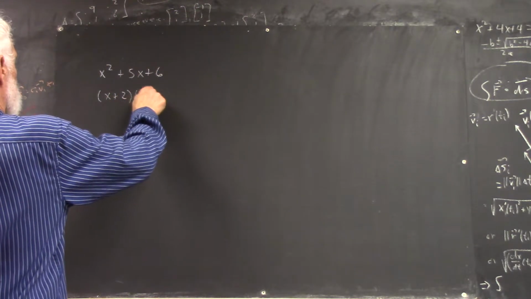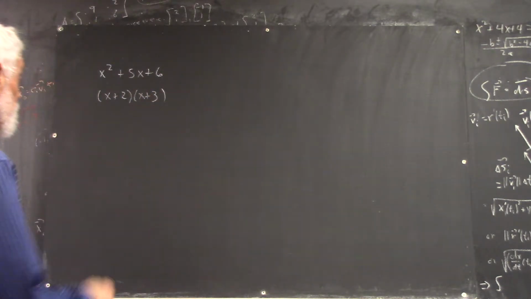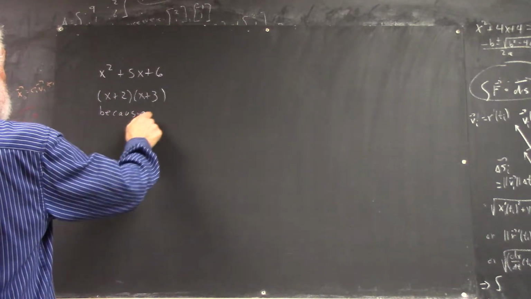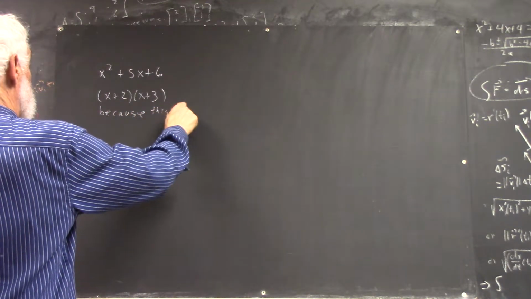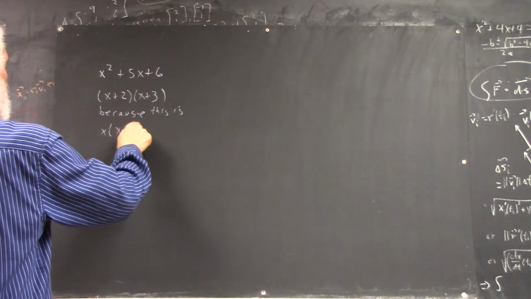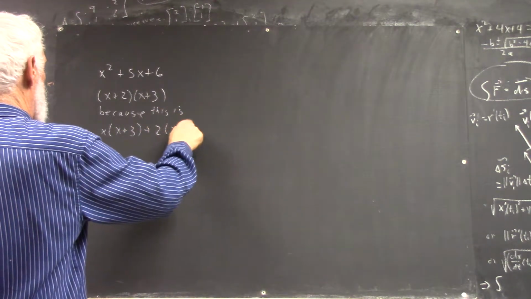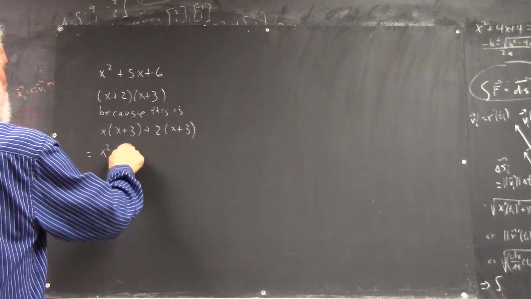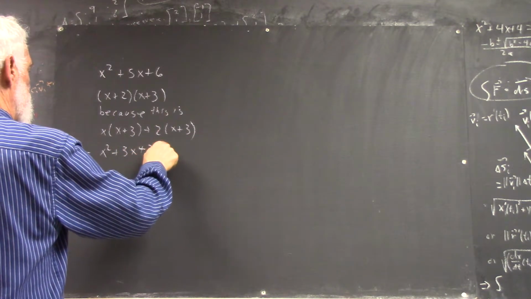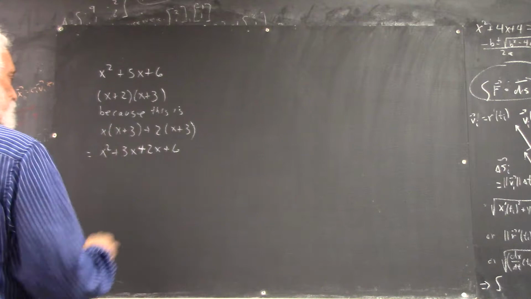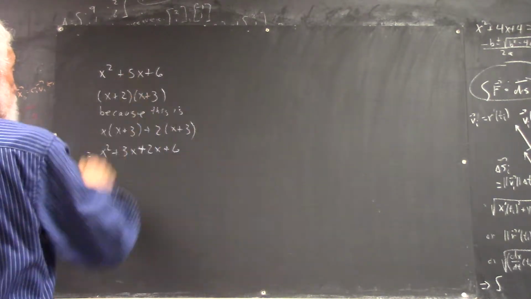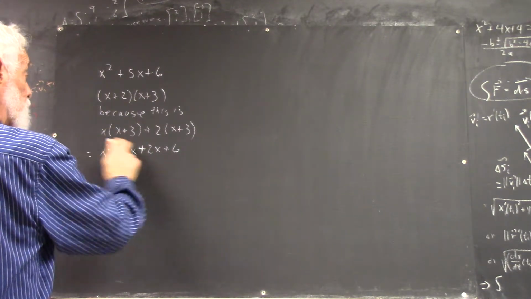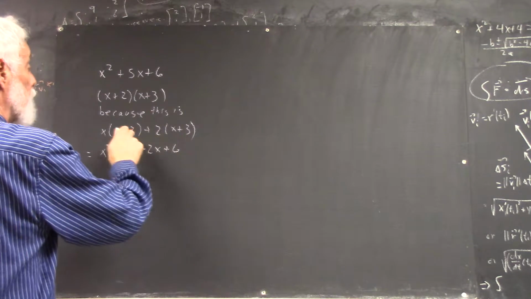is x plus 2 times x plus 3. Why? Because the distributive law tells you, gives you this. There's your 3x, 2x gives you 5x, and there's your 6. How did I get the 3x and the 2x? From the 3 times x and the 2 times x. How did I get the 6? From the 3 times 2.